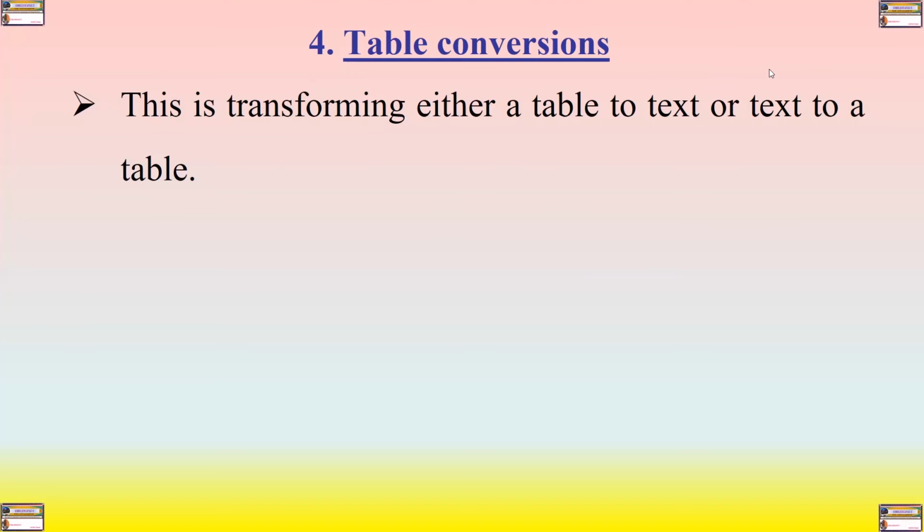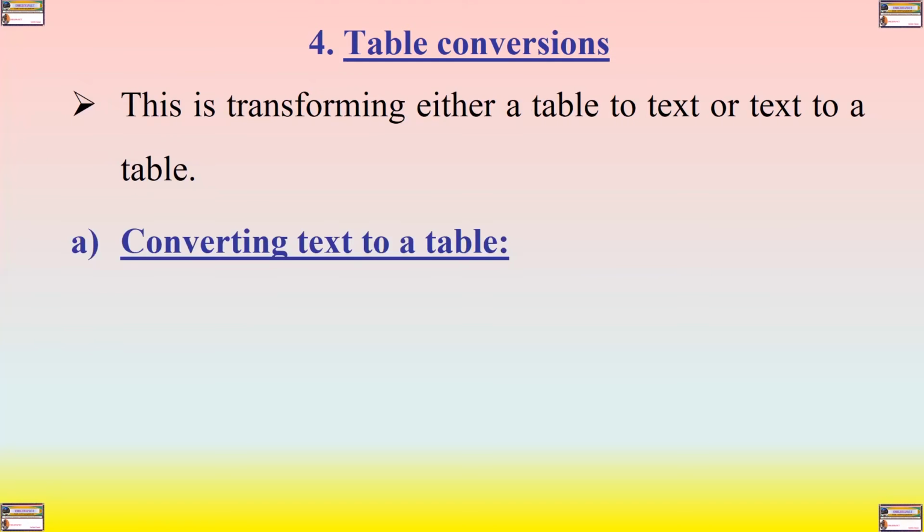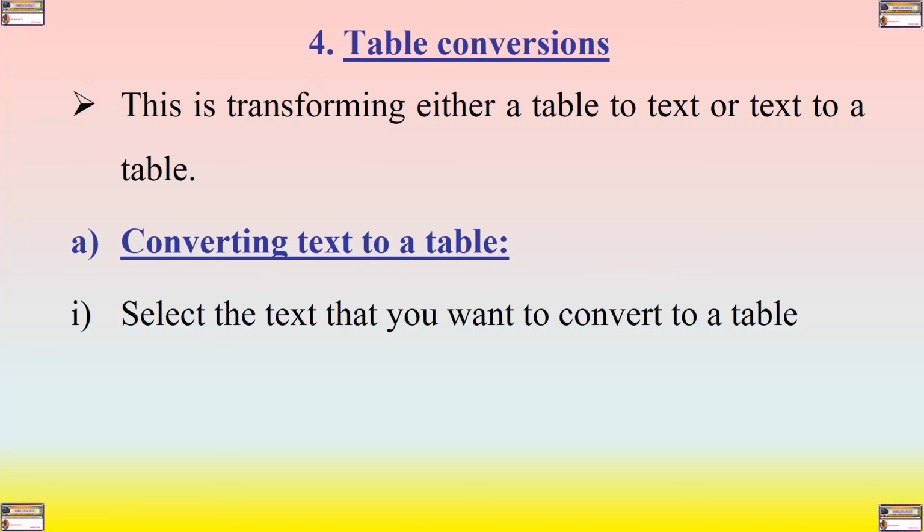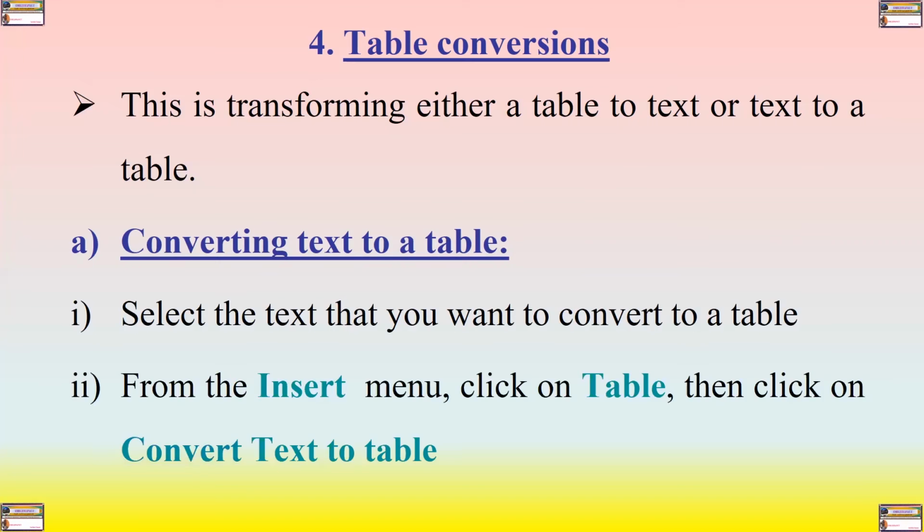Another activity that we can do using tables is what we call table conversions. This is transforming either a table to text or text to a table. So converting text to a table, how do you convert text into a table? If you have already typed the text in your document and want to convert it into a table, what do you do? So you select the text that you want to convert to table.